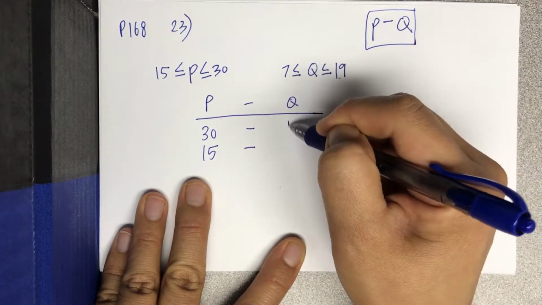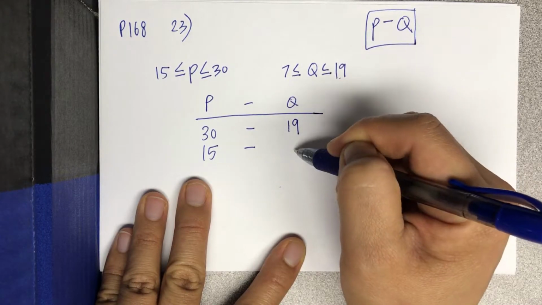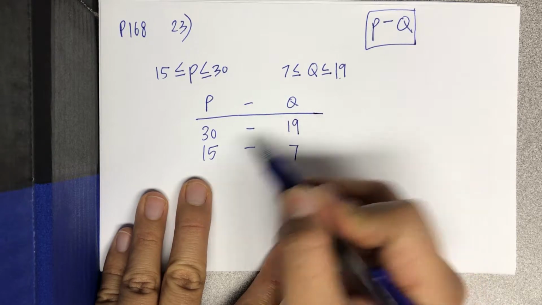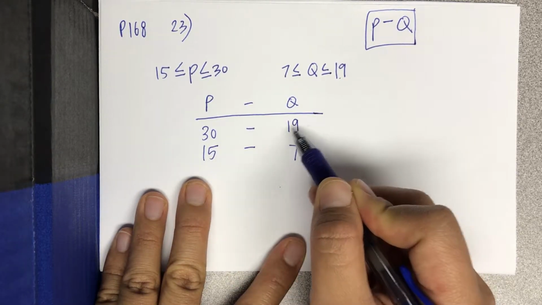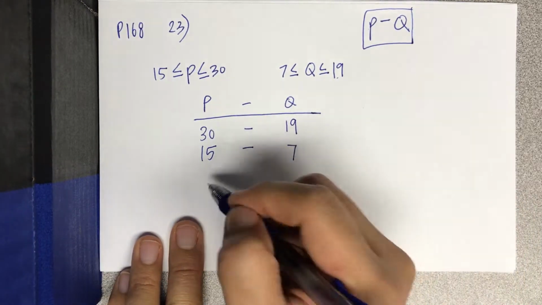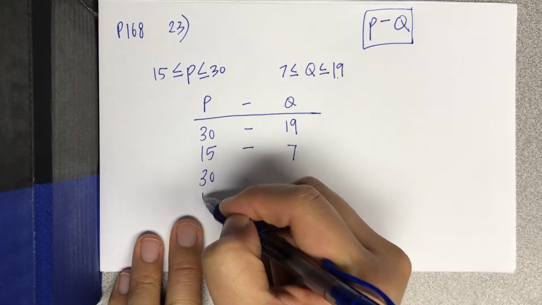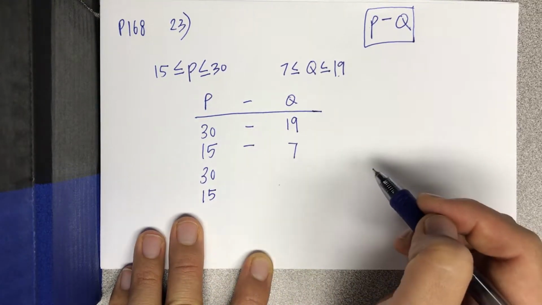Q could be as high as 19, but it could be as low as 7. But look, you might think, "But Miss Jennings, we could also swap each one, like the 15 could go with the 19." You are correct. So I'm going to do it again. P could be as high as 30, but P could also be as low as 15.